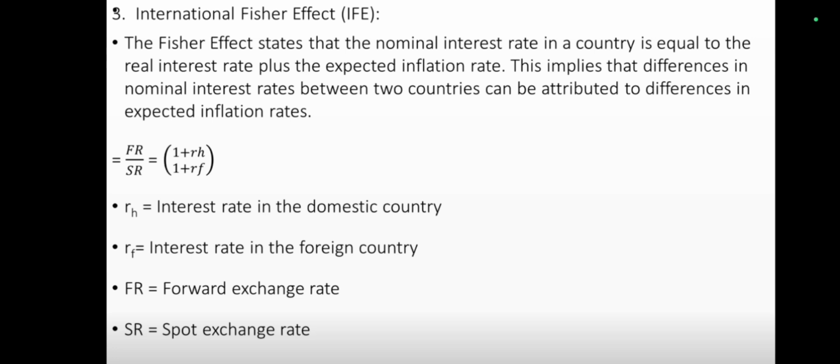And we have a formula: forward rate divided by spot rate equals (1 + RH) divided by (1 + RF), where RH is the interest rate of the host country and RF is that of the foreign country. That we will discuss in the problem part.